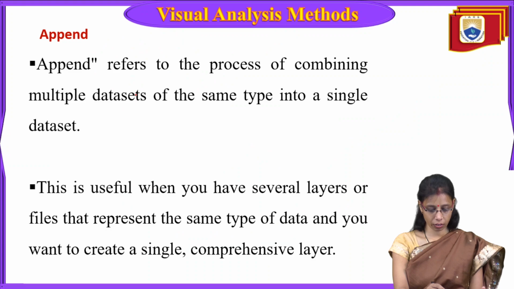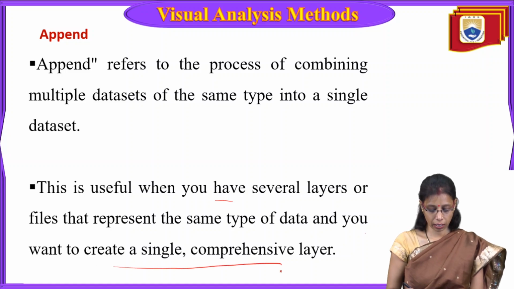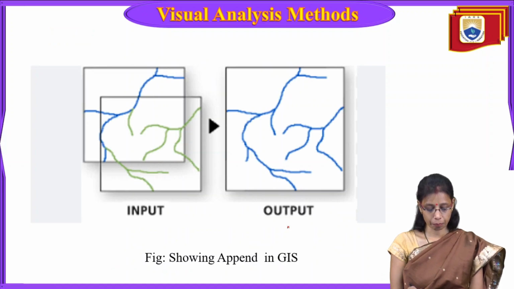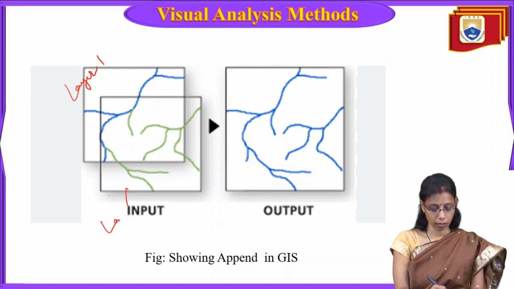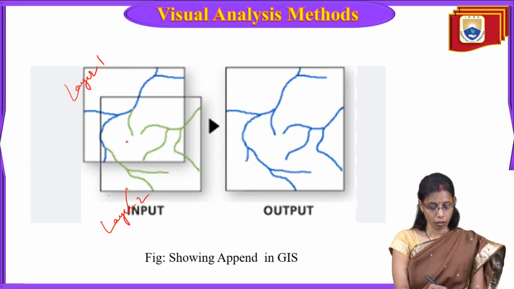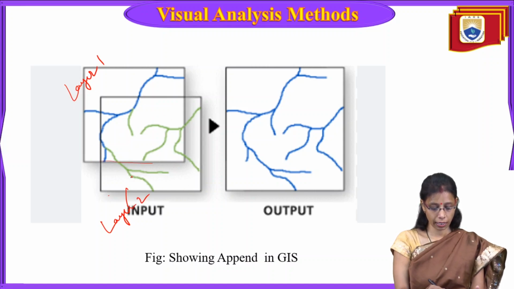Now you have the append feature. Append refers to the process of combining multiple datasets of the same type into a single dataset. This is useful when you have several layers or files that represent the same type of data and you want to create a single comprehensive layer. So what is append here? You have an input file with 2 layers: this is layer 1, this is layer 2.